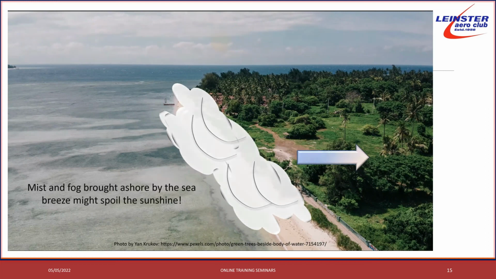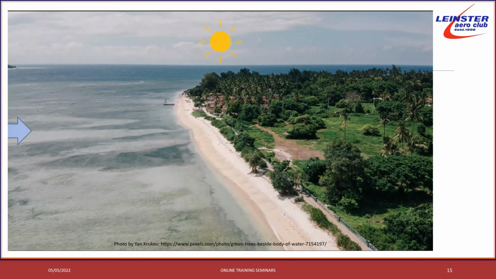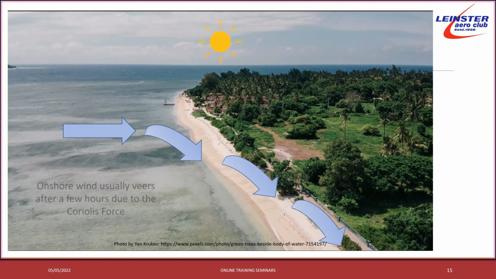Initially, the sea breeze blows perpendicular to the coastline, but as the wind strength increases, it is acted upon by the Coriolis force, an apparent force resulting from the Earth's rotation, and in the northern hemisphere gradually deflects the onshore flow to the right during the afternoon.